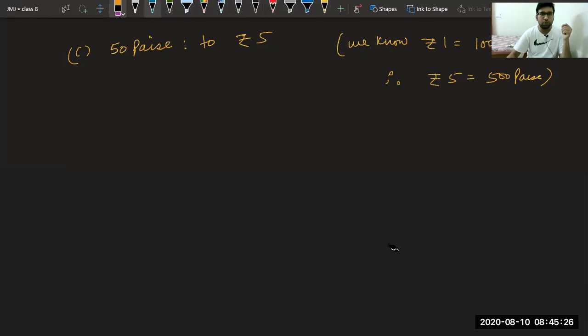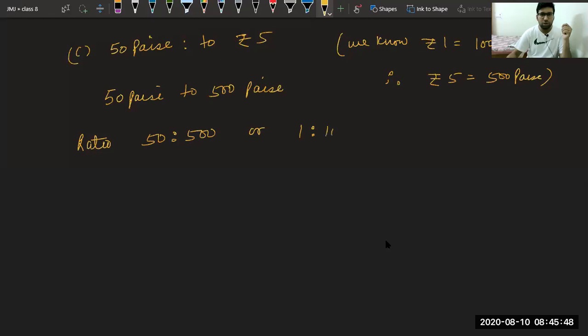We can take now the ratio between 50 paisa to 500 paisa, and the ratio will be very simple, 50:500, or we can divide it and it becomes 1:10. This is the answer. Very good, Harshul. Now we will try question number 2, also a very simple question.